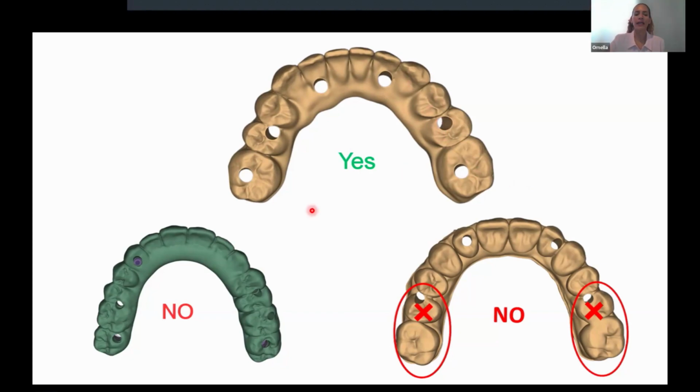But if we look at the image in the bottom, okay, we can also see that we have 6 implants in the first sector and the second sector, but in the front, we don't have any implants, okay? We have 6 implants here, but the distribution between them is not the best, okay? So this is also a real case.